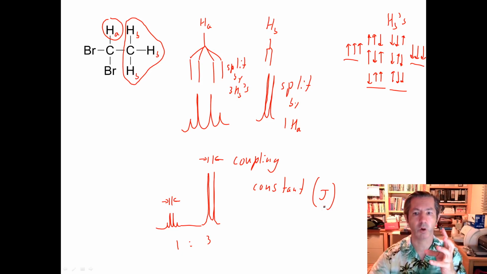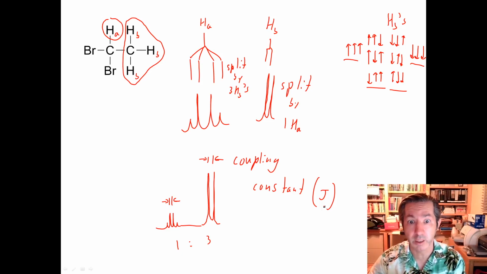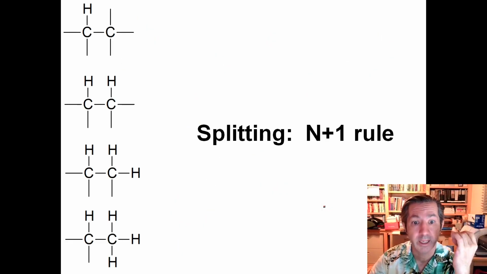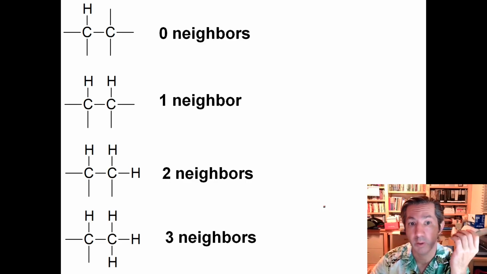So this is the world of spin-spin splitting. It's going to give you more information than you ever wanted to know. And it gives us something called the N+1 rule. So splitting is always determined by your neighbors. And it turns out, you count up your neighbors, plus 1, that's going to be what your signal gets split into. If you have no neighbors, you will be a singlet.